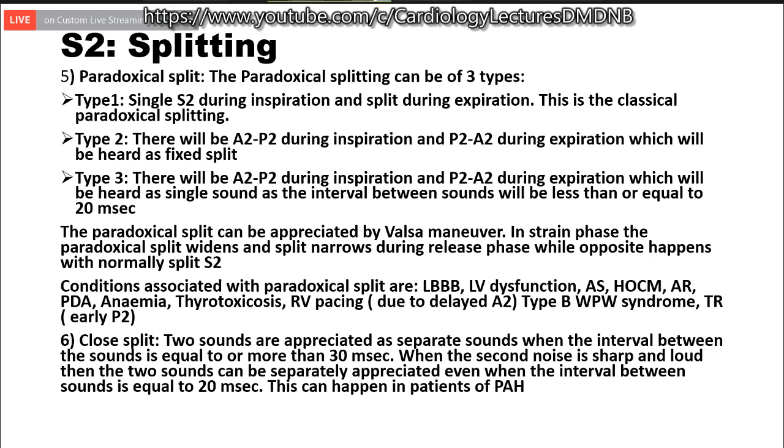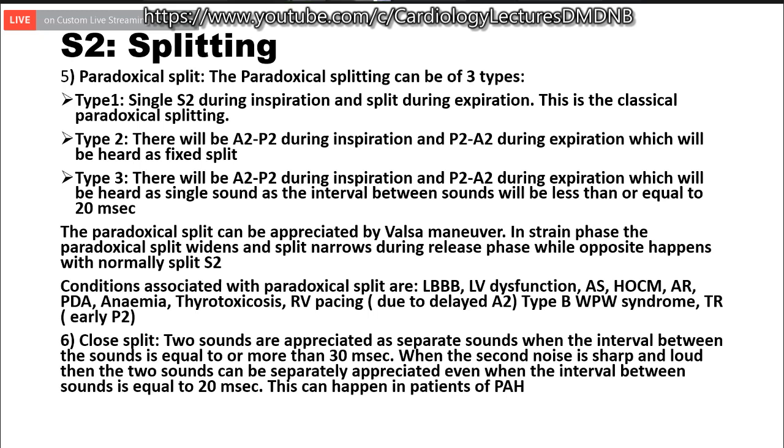There can be paradoxical splitting of the second heart sound in type B WPW syndrome and also in tricuspid regurgitation because of the early P2. Can any one of you explain it? In type B WPW syndrome and TR, an early P2 can happen. Because the bundle is connecting right sided in type B. The bundle of Kent is right sided. So the depolarization of RV occurs first and is completed first, resulting in early closure of the pulmonary valve.